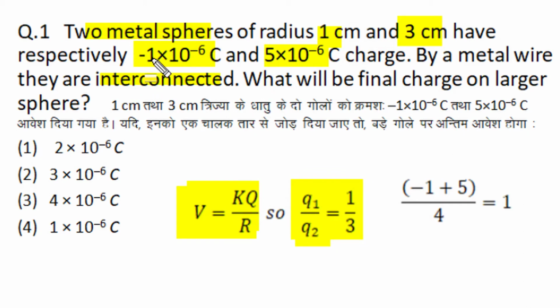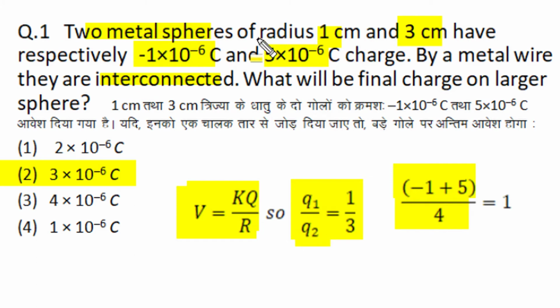total charge, minus 1 microcoulomb and plus 5 microcoulomb, when added together becomes plus 4 microcoulomb, and this plus 4 microcoulomb charge will divide in a ratio 1:3 in 4 parts, and one part of this is 1 microcoulomb plus charge that will remain on the smaller sphere of radius 1 centimeter, and the larger sphere of 3 centimeter will have 3 times more charge, that is 3 microcoulomb. Here option 2 will become the right choice.